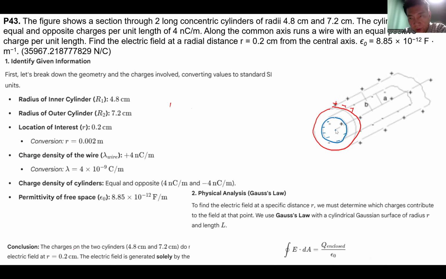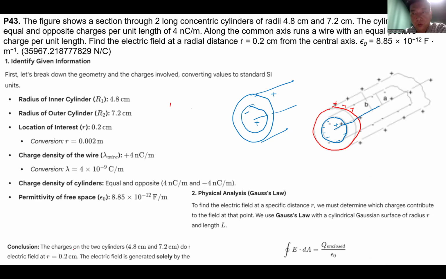And then at the center, there is a wire that carries positive charge. So in other words, if you just redraw it: plus charge, minus charge, and then there's a wire at the center carrying plus charge. Note that the cylinders have equal and opposite charges per unit length.